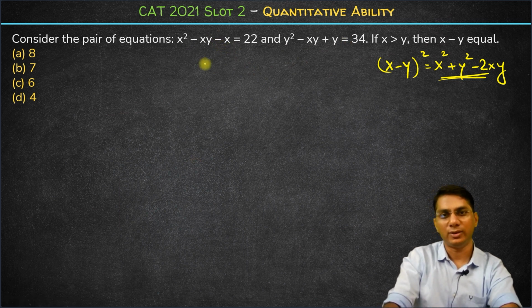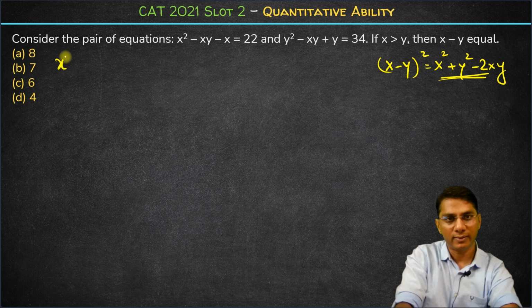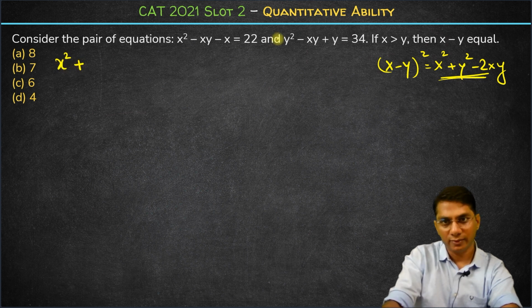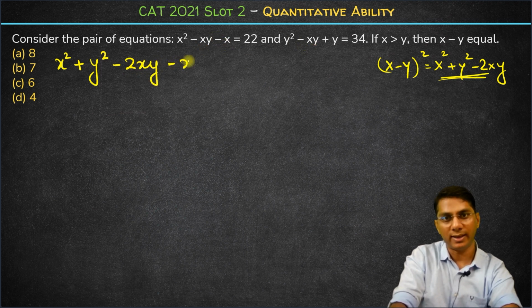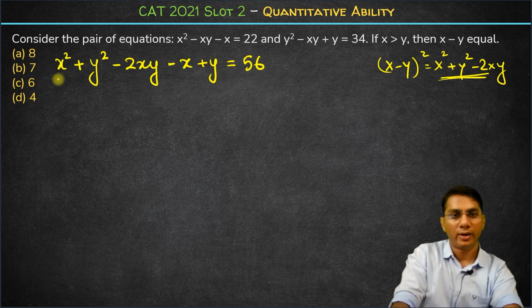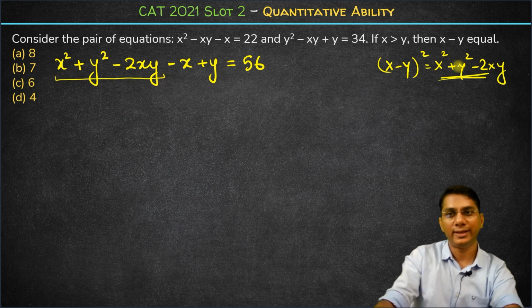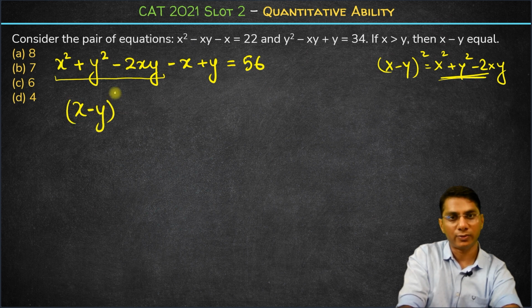Let's add both these equations. So we'll have x square plus y square. These will be the first term of both the equations. Then you have minus xy and minus xy, that becomes minus 2xy, and then finally you have minus x plus y, minus x plus y. This is going to be 22 plus 34, which is 56. Now if you combine these three terms, they are nothing but x minus y whole square.